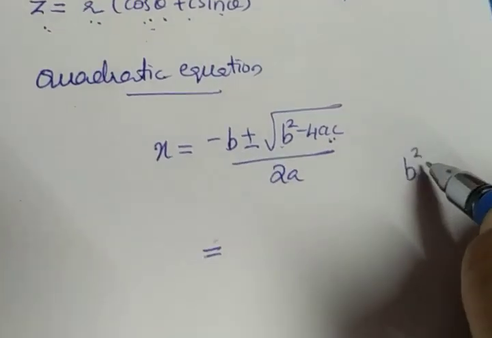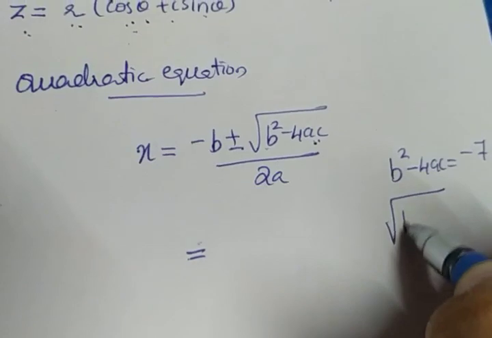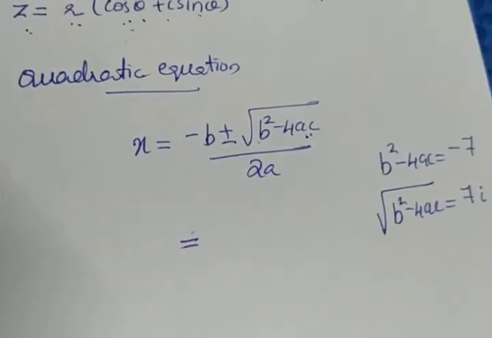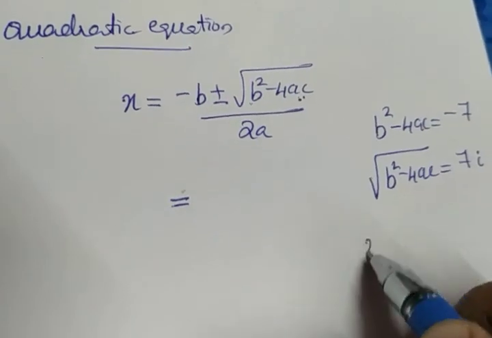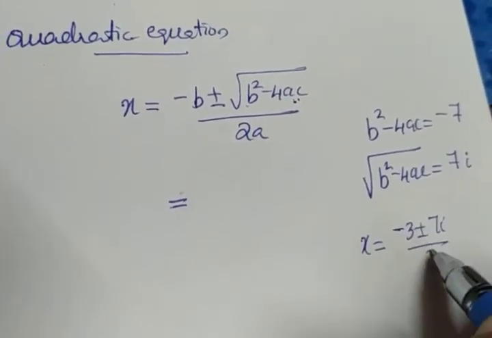Suppose you are getting b square minus 4ac as minus 7. So the root of b square minus 4ac can be rewritten as 7i. Then the complex value of x will be of the format minus 3 plus or minus 7i by 2, something like that.